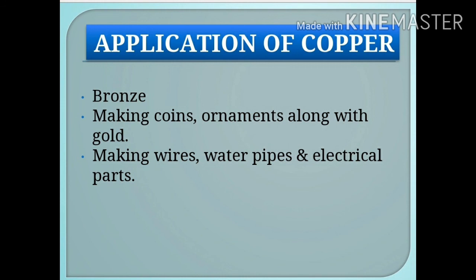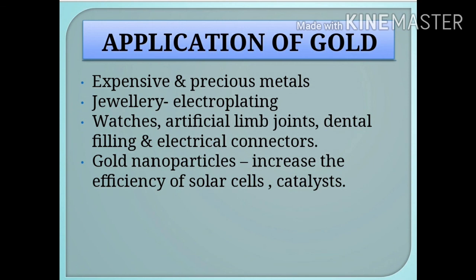Applications of copper: bronze, making coins, and ornaments along with gold. Along with gold, some amount of copper is always mixed. It is also used for making wires, water pipes, and electrical parts. Applications of gold: it is mainly used for jewelry, electroplating, and gold nanoparticles increase the efficiency of solar cells and also act as catalysts.